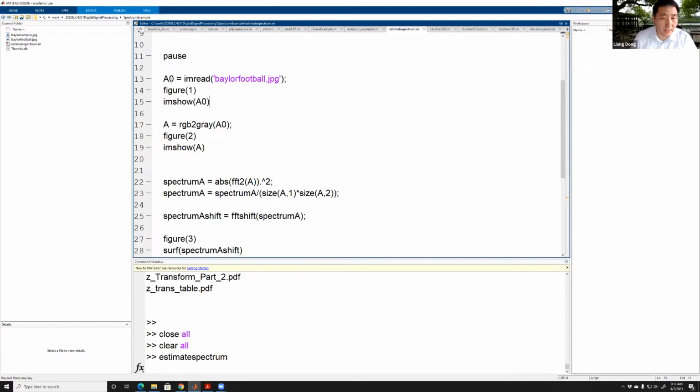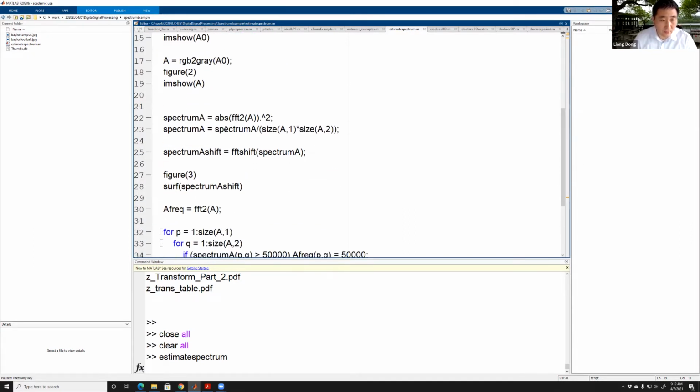I'm reading an image, the football image. In figure 1, I'm going to show this original image A0. Then in figure 2, I'm going to show a black and white image of A0. Because the original A0 is a color picture, each pixel has an element with a dimension of 3, RGB. It's getting a little complicated, so I just convert that to grayscale. Figure 2 will show the grayscale original image.